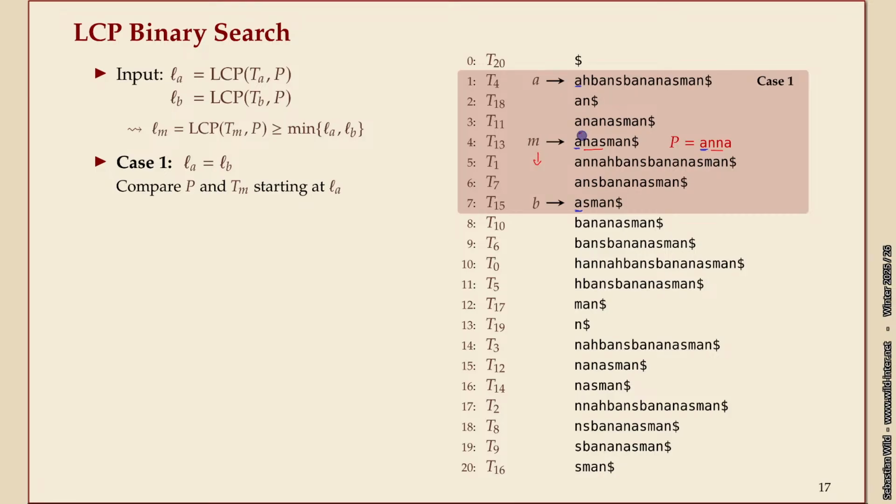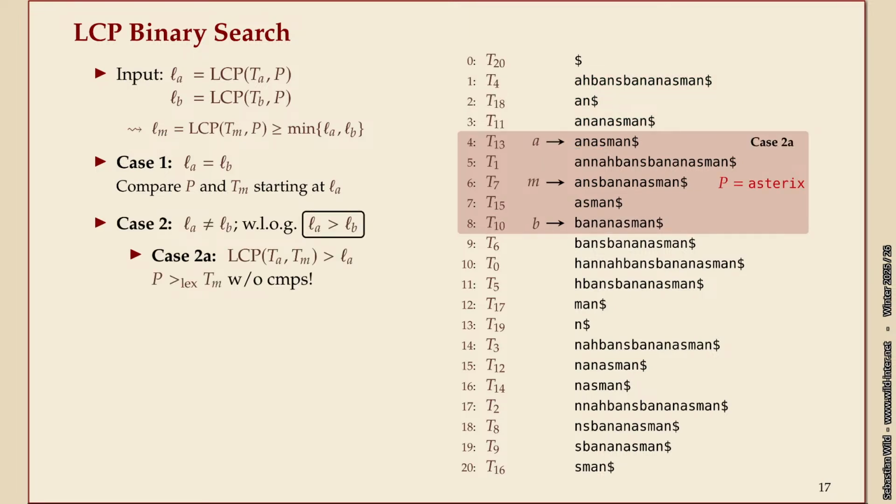Note that because we explicitly compare this suffix at M and P, we also learn the actual value for LM, because we stopped comparing exactly when we've exhausted the same characters. That was the cleanest case.